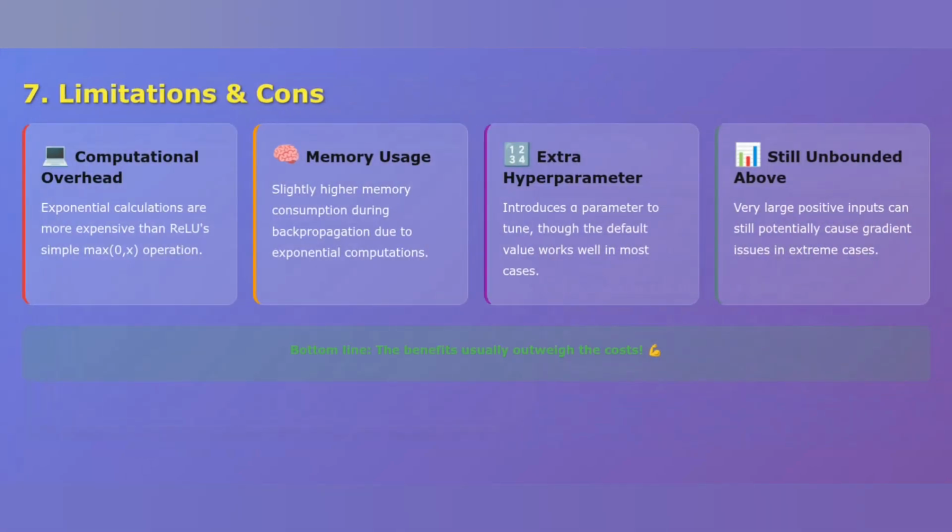Now, ELU isn't perfect. Let's be honest about its drawbacks. First, computational overhead. That exponential calculation for negative values is more expensive than ReLU's simple max(0, x). Second, memory usage during backpropagation can be slightly higher due to the exponential computations. Third, for very positive inputs, gradients can still vanish, though this is less common than with other functions. And finally, the hyperparameter alpha adds one more thing to tune, though as we discussed, the default usually works fine.